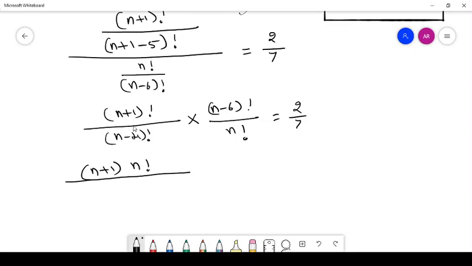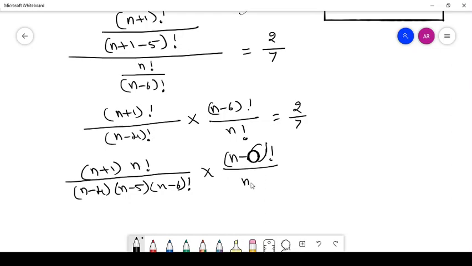We know that (n+1)! is nothing but (n+1) into n!. Similarly, (n-4)! can also be written as (n-4) into (n-5) into (n-6)!. So we have (n-6)! by n! equal to 2 by 7.